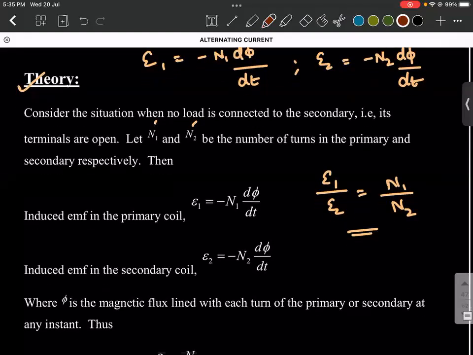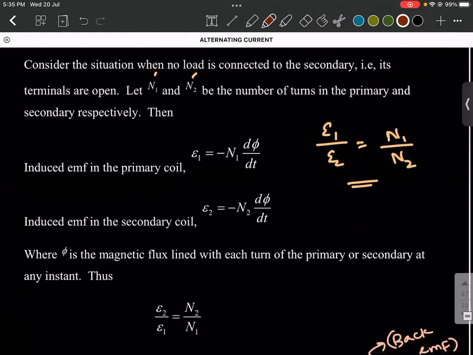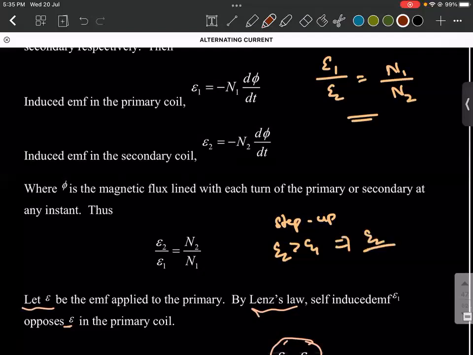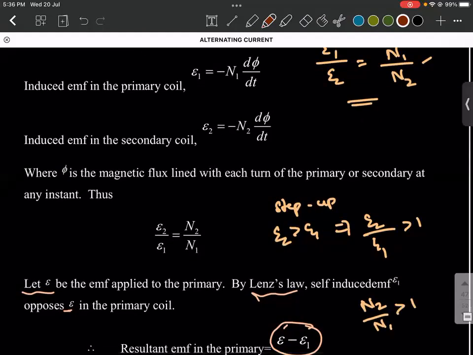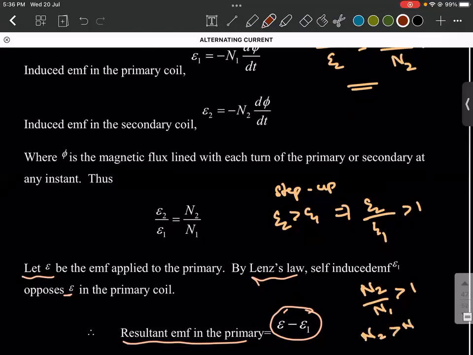Now going back to the definition of step up and step down transformer. So what does a step up transformer tell you? Step up means, for it to be called step up, what should be the relation between E2 and E1? E2 should be greater than E1, which implies E2 by E1 should be greater than 1. But what is E2 by E1? It is N2 by N1 from this equation. So N2 by N1 is also greater than 1. So what can I say? N2 is greater than N1.